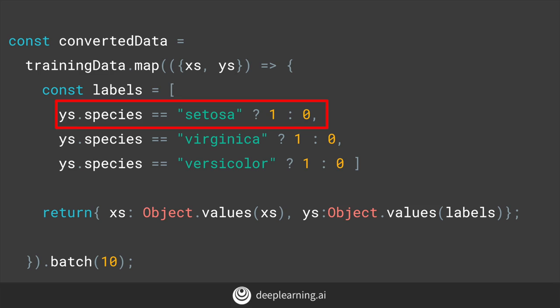We see that the const labels is an array with three elements. The first element is 1 if the species is setosa and 0 otherwise. The second element is 1 if the species is virginica and 0 otherwise. And finally, the third element is 1 if the species is versicolor and 0 otherwise.